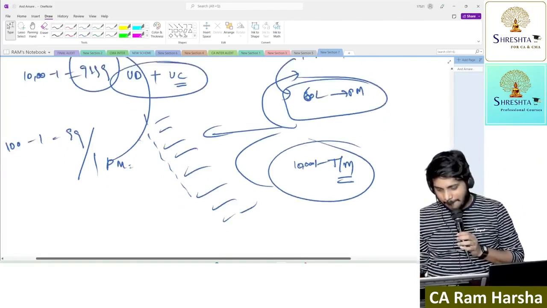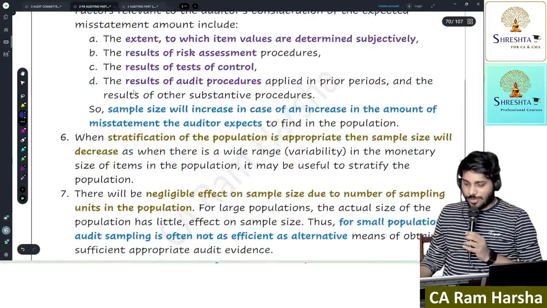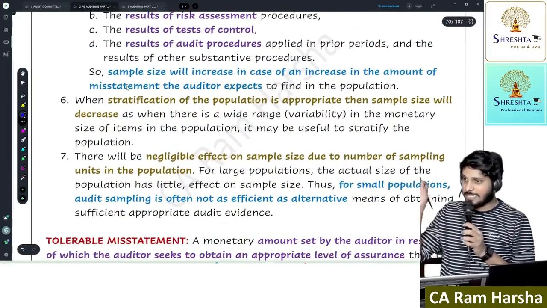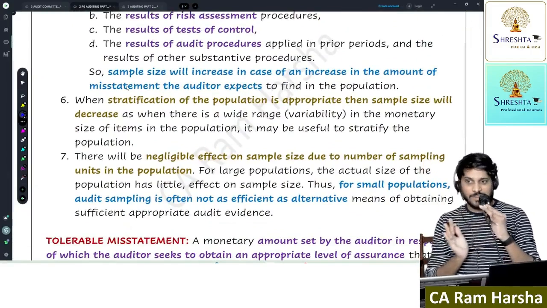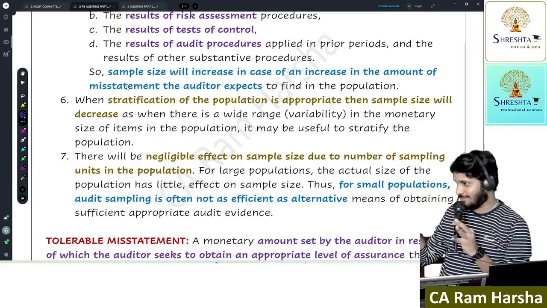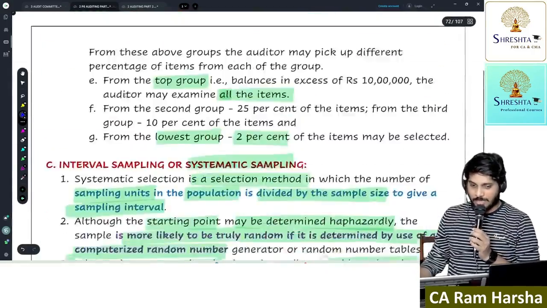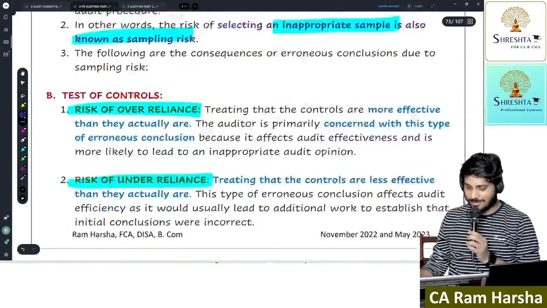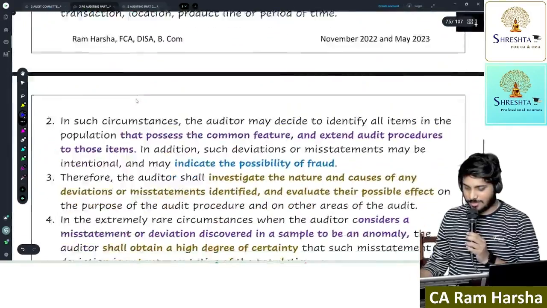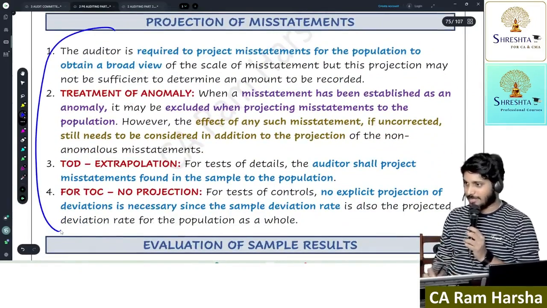Next. So, what are the factors that influence the sample size in case of controls, in case of details? I clearly explain a few points. You read them later. Getting it? All of you. If I have to discuss that, it will take hours. So projection treatment also I just explain.